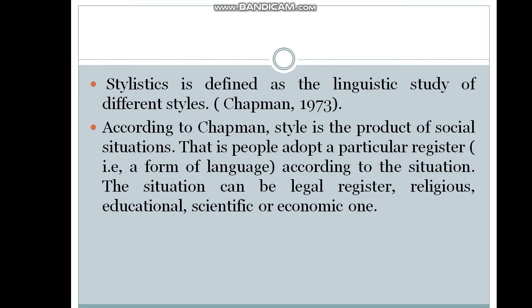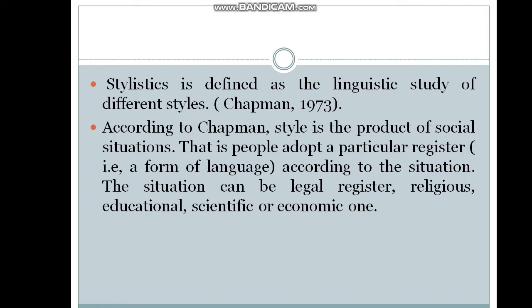Here is another definition of stylistics provided by Chapman. He says that stylistics is defined as the linguistic study of different styles. Now there is something new here: the linguistic study. We have seen earlier that stylistics, first, studies style. Second, it studies the effect of the context on the style: how the purpose, the author, the period of time affect it. And third, how is it going to study the style? What are the tools? What is the theory followed in stylistics?